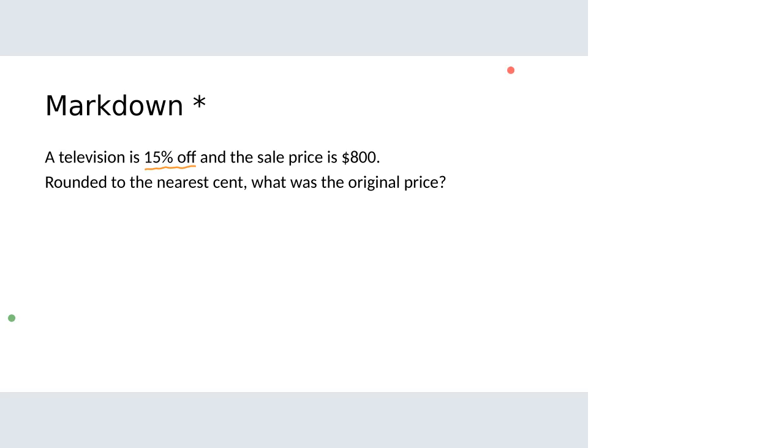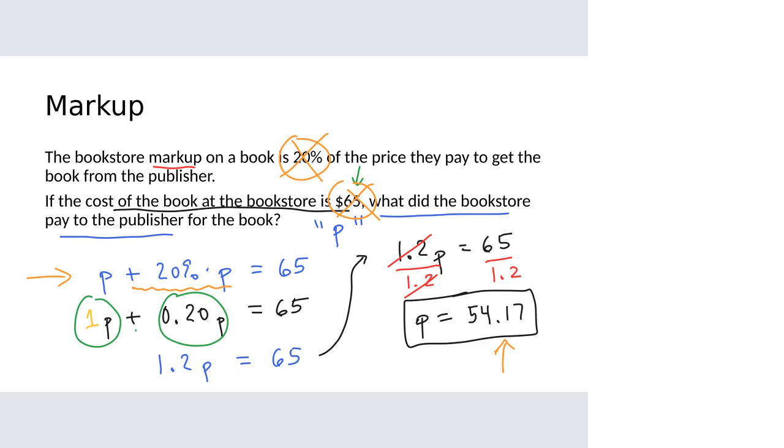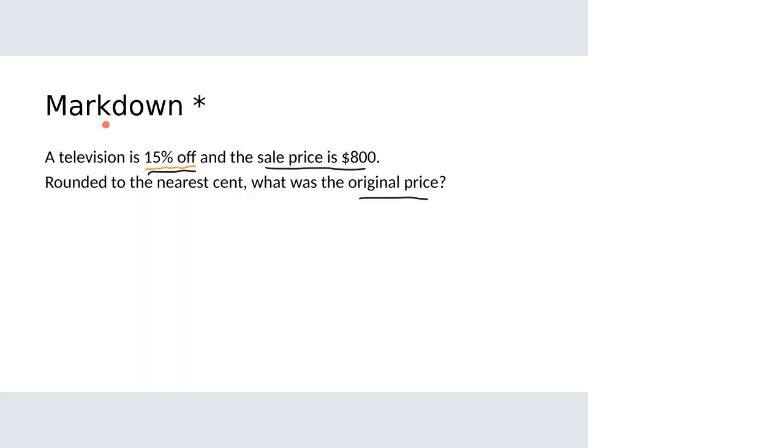So we're told here that it's 15% off, and the sale price is $800. We want to know what was the original price. How this is similar to the last one: the last one, there was a markup. So we didn't know what the bookstore paid for the book, and then they marked it up 20% to get the sale price. We wanted to know what was the original price. There was a markup. This time, there's a markdown of 15%.